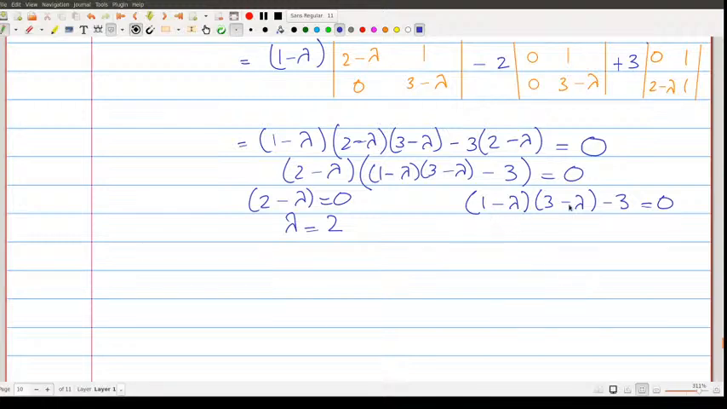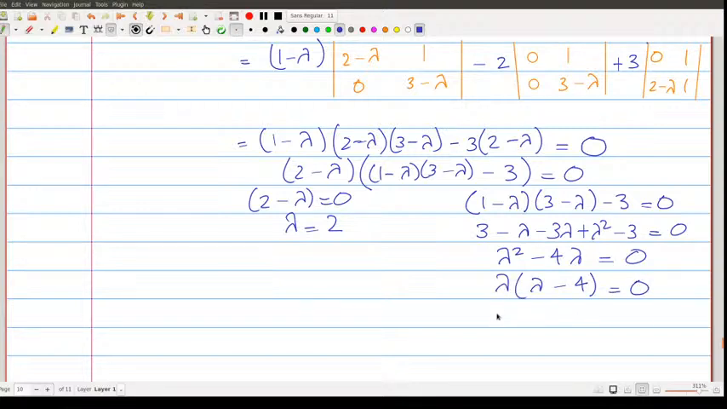So what do we have? Let's try to solve this. 3 minus lambda minus 3 lambda plus lambda squared minus 3 equals 0. Lambda squared minus 4 lambda is equals to 0. And then we have lambda times lambda minus 4 equals to 0. So we did get a 0 eigenvalue because it was a singular matrix, and lambda equals to 4. So we have our 3 eigenvalues.